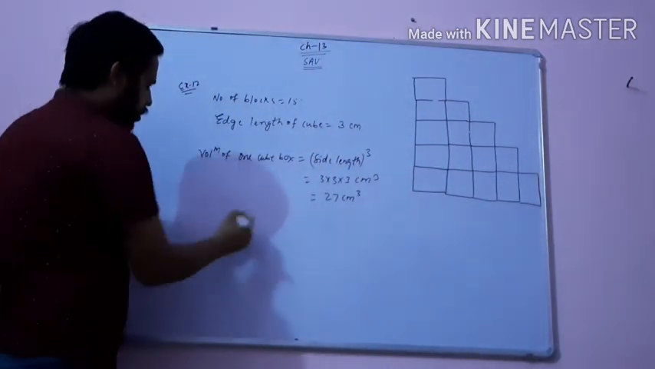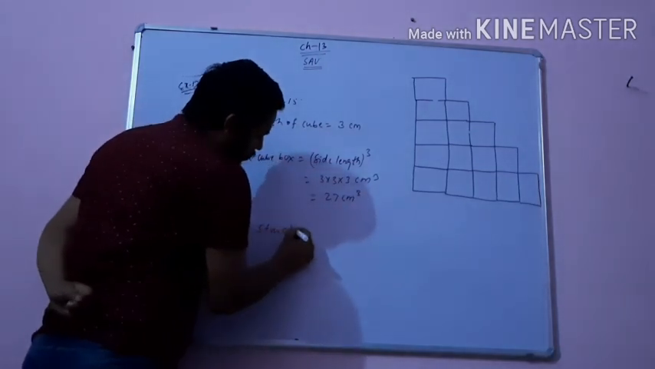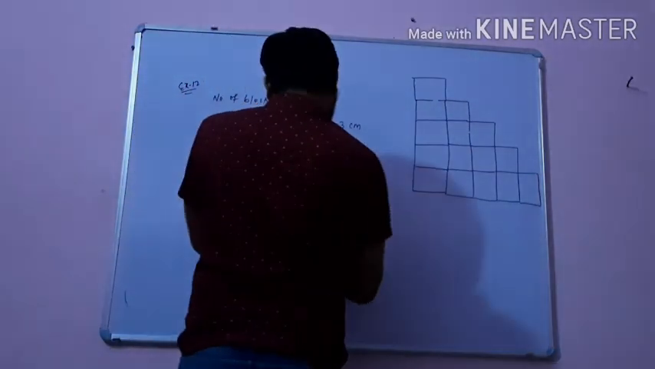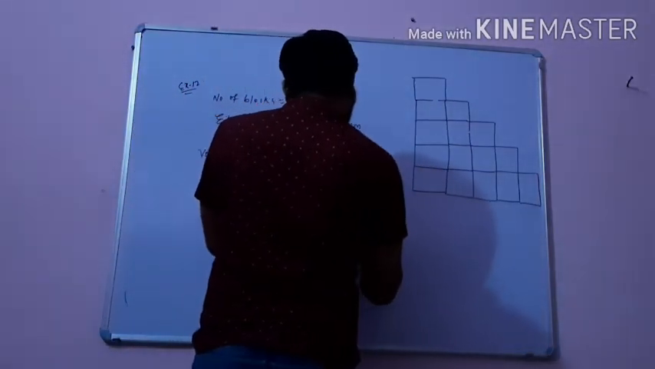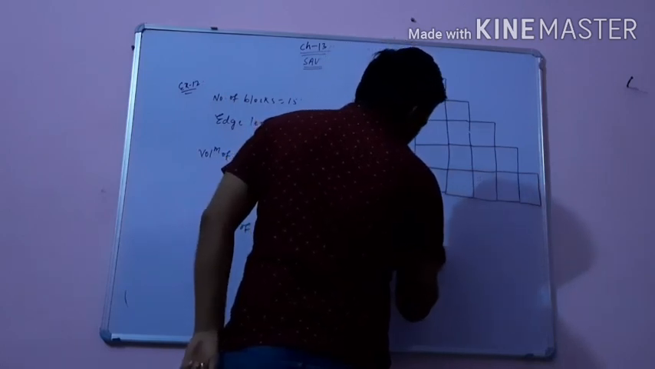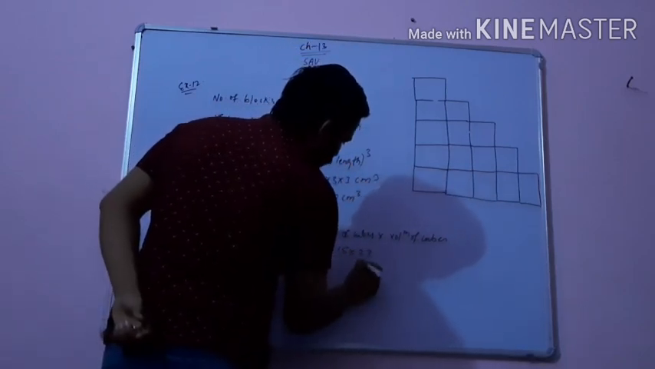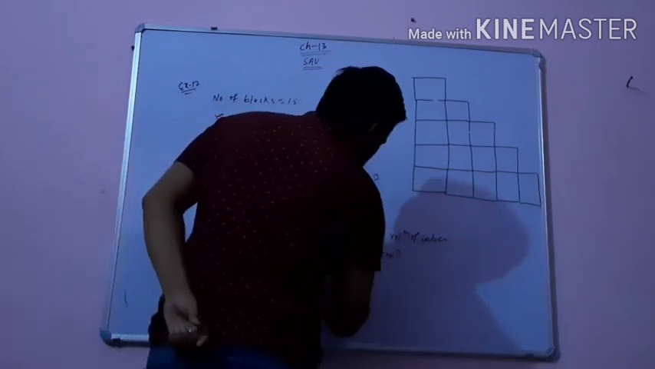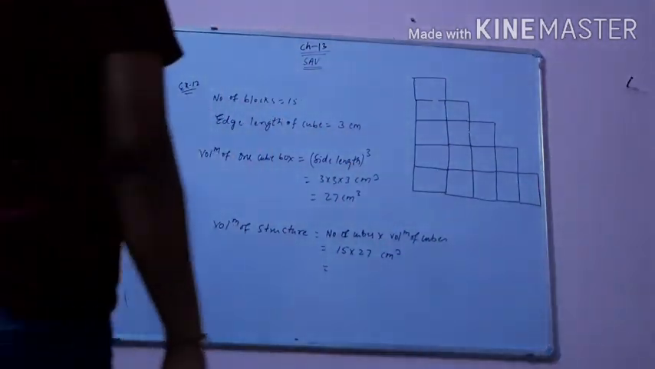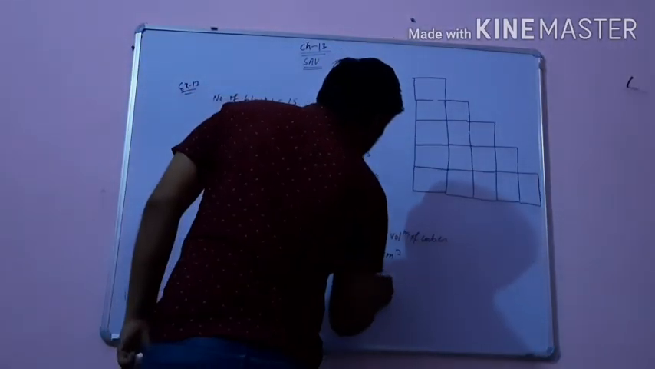Now, the volume of the structure is the number of cubes multiplied by the volume of cube. 15 multiplied by 27 centimeter cube, that will be 27 multiplied by 15, that will be 405 centimeter cube.